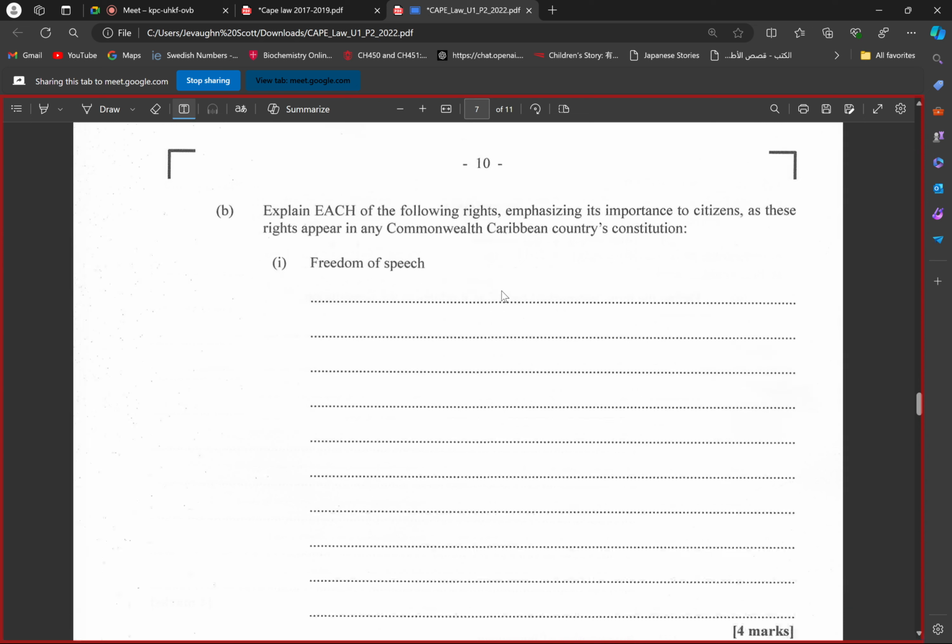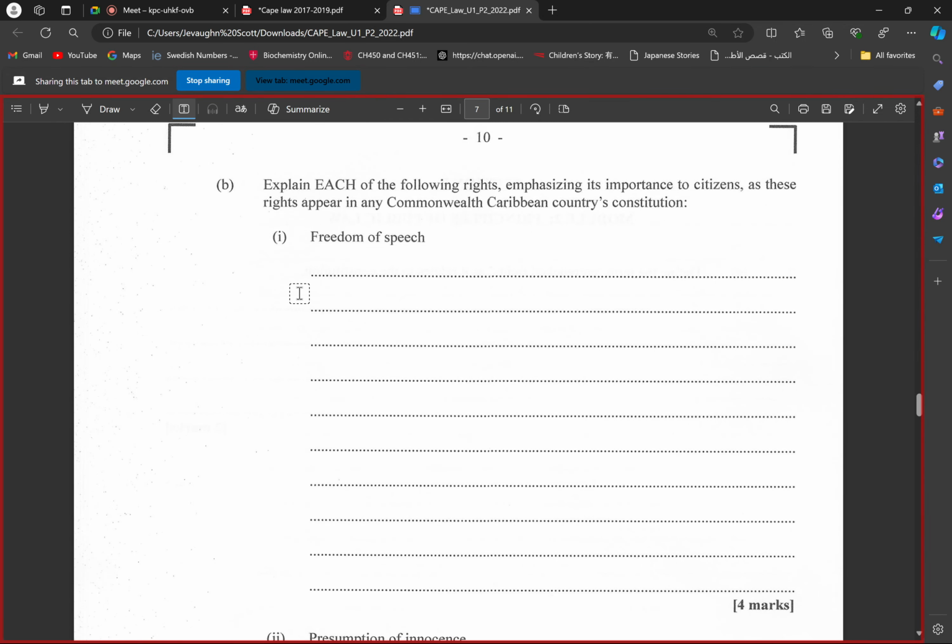Explain each of the following rights, emphasizing its importance to citizens, as these rights appear in any Commonwealth Caribbean country's constitution. Explain the function or the importance of the freedom of speech. Anyone? Sir, go ahead.